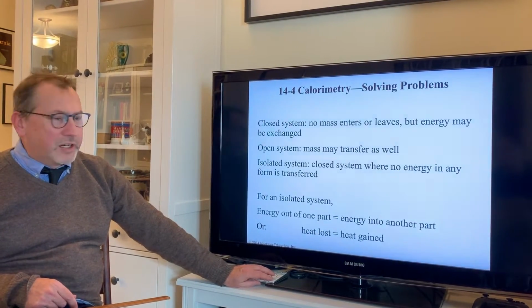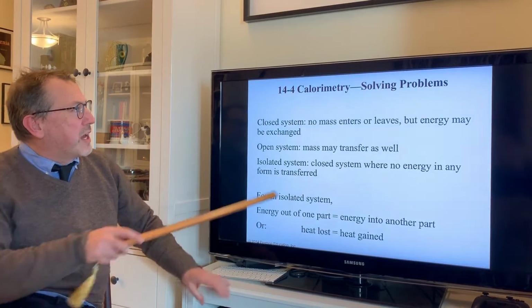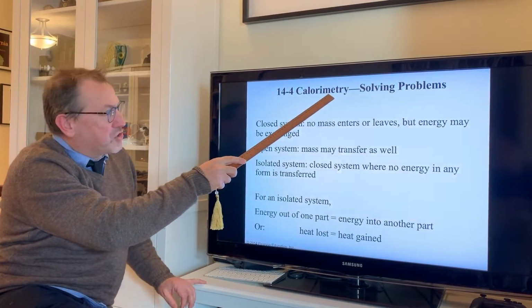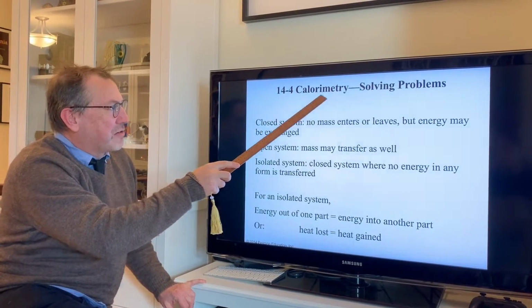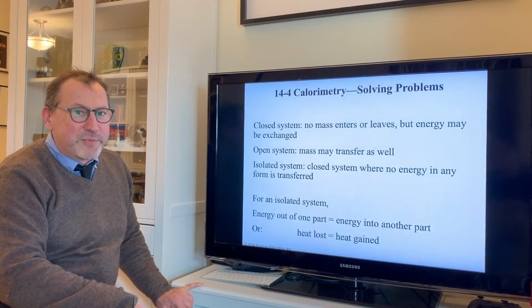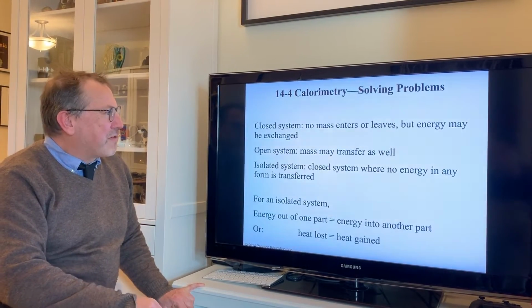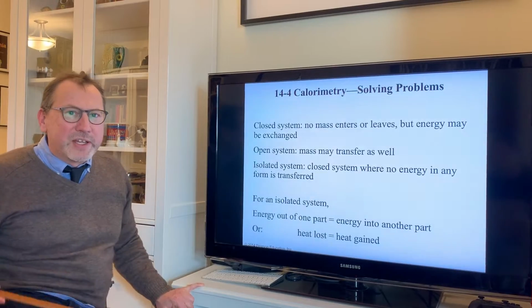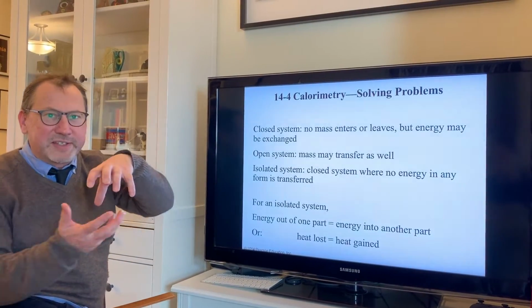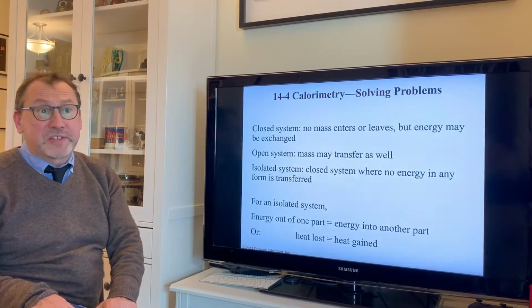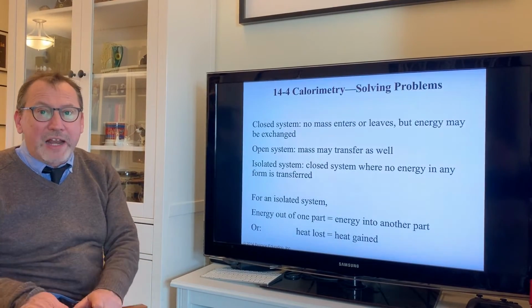Calorimetry, well, the metry ending means to measure. Calor is heat. So calorimetry is the science of measuring heat flows. A calorimeter is a very simple device. It's just an isolated system. So let's say a polystyrene cup would make a good calorimeter.